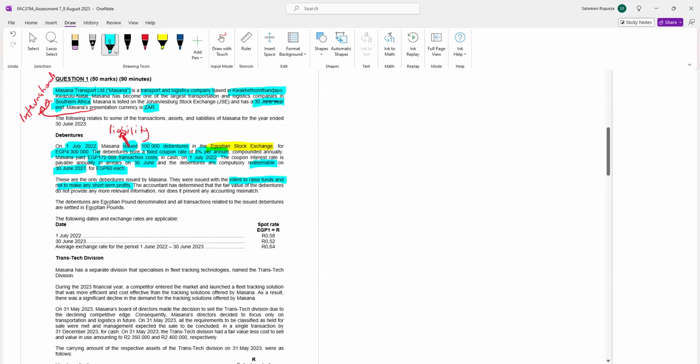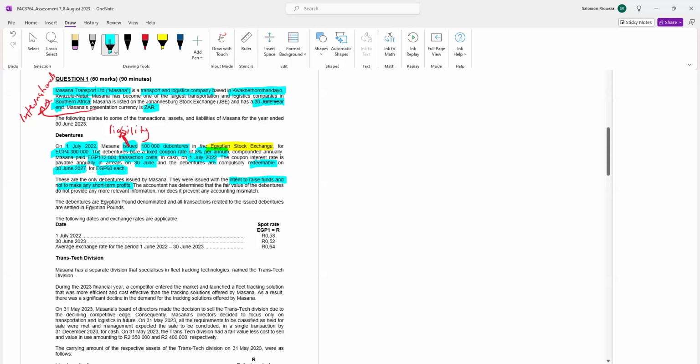Then it says, the accountant has determined that the fair value of the debentures does not provide any more relevant information, nor does it prevent any accounting mismatch. The debentures are Egyptian pounds denominated, okay? And all transactions related to the issued debentures are settled in Egyptian pounds. That is why they're putting EGP for us instead of rand. Okay, it's Egyptian pounds denominated.